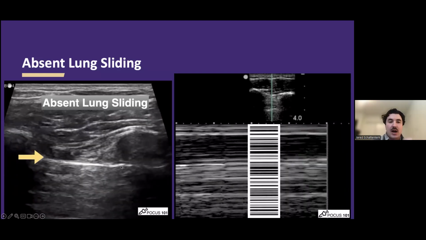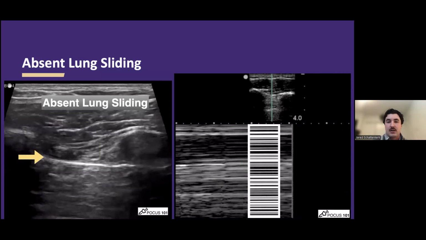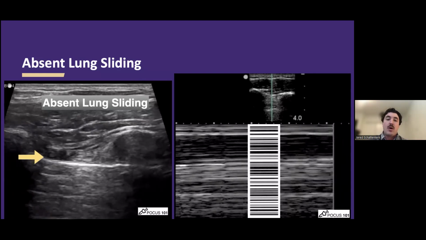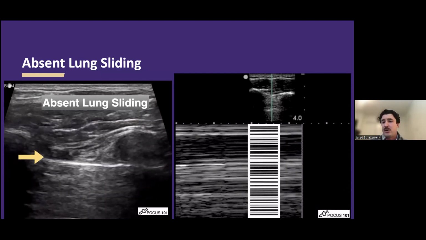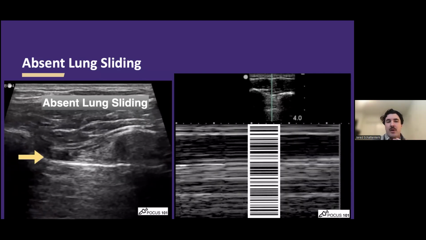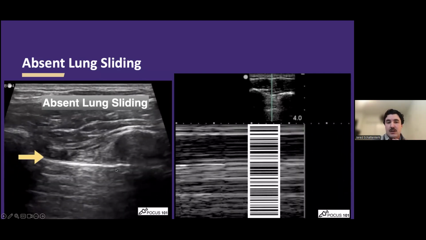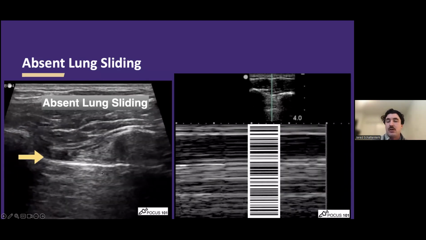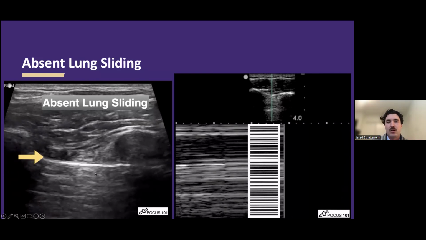I think we most commonly think of this as pneumothorax. There's air in between those two layers of pleura, but there can be some other process as well, whether it's fluid or whether a patient had a pleurodesis in the past. And sometimes in severe fibrotic lung disease, you'll just lose the lung sliding. Again, sometimes it can be a little bit difficult to ascertain just looking at it in B mode ultrasound.